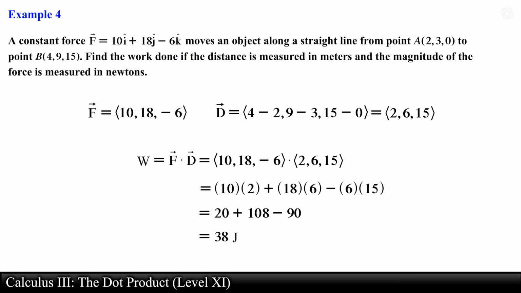Keep in mind that you can find the work done in two distinct ways, by using the component definition or the geometric definition of the dot product. Alright, in our next video, we will go over various proofs that make use of the dot product.